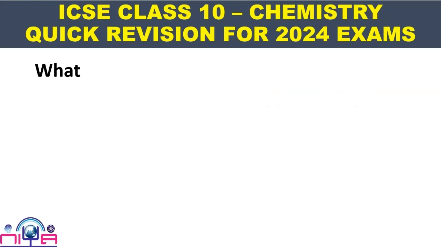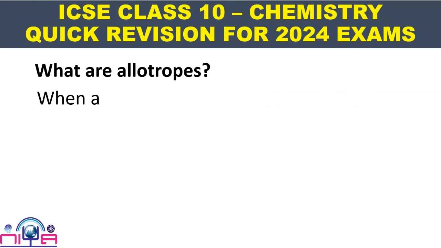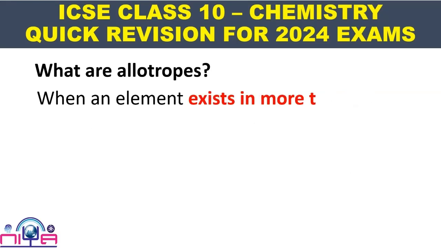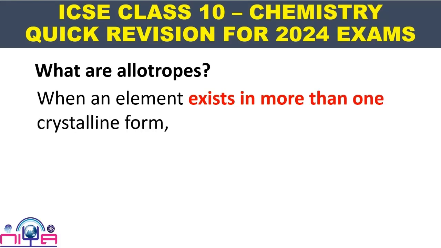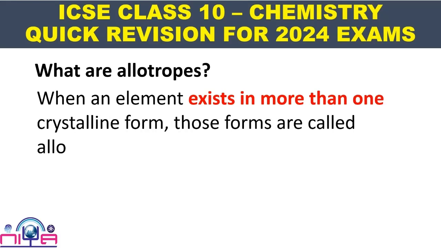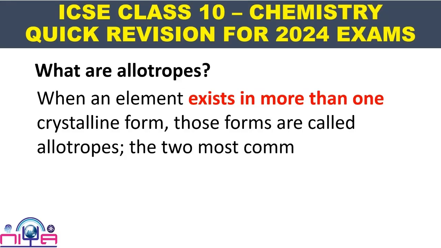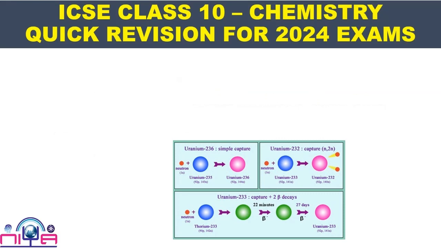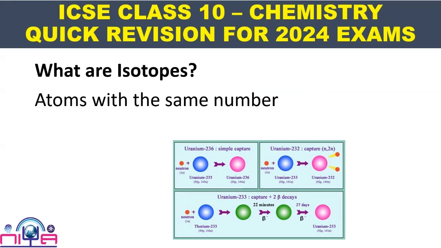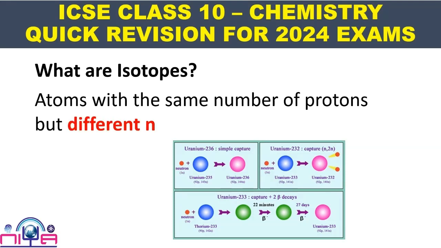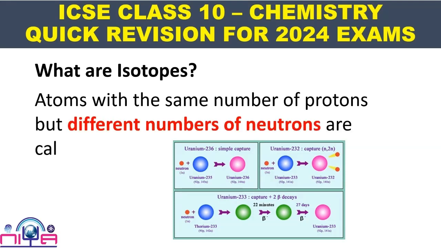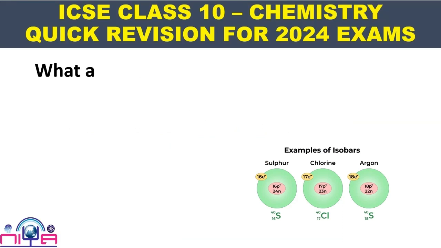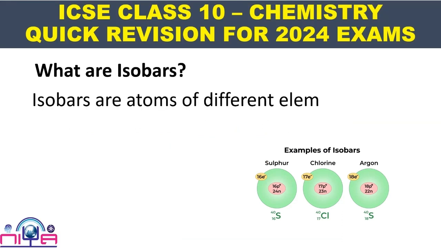What are allotropes? When an element exists in more than one crystalline form, those forms are called allotropes. The 2 most common allotropes of carbon are diamond and graphite. What are isotopes? Atoms with the same number of protons but different numbers of neutrons are called isotopes. What are isobars? Isobars are atoms of different elements with different atomic numbers but have the same mass number.